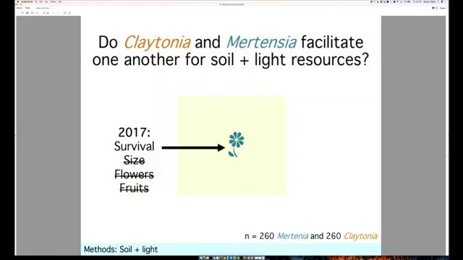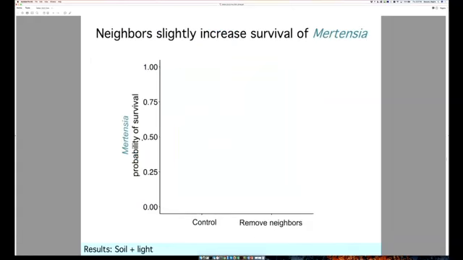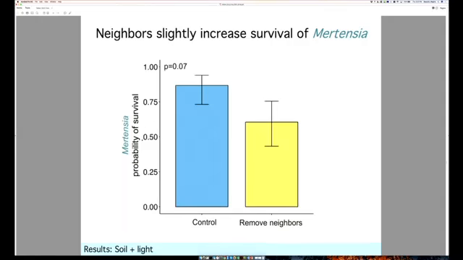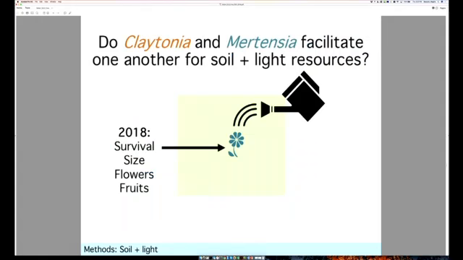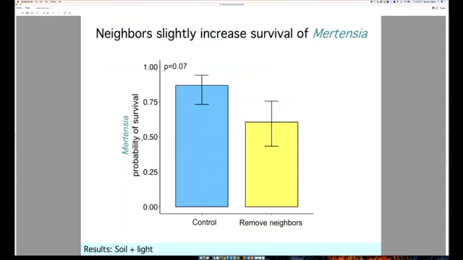And I actually didn't see any difference in my removals for most of these metrics except for survival. So I'm going to show you one slide. And I found that neighbors actually slightly increased the survival of Mertensia. And this is not just Claytonia neighbors. I didn't see any effect of Claytonia on Mertensia. But when I plot probability of survival, when I remove neighbors, we actually see that survival goes down a slight amount. So this got me thinking that perhaps the neighbors are facilitating Mertensia for water.